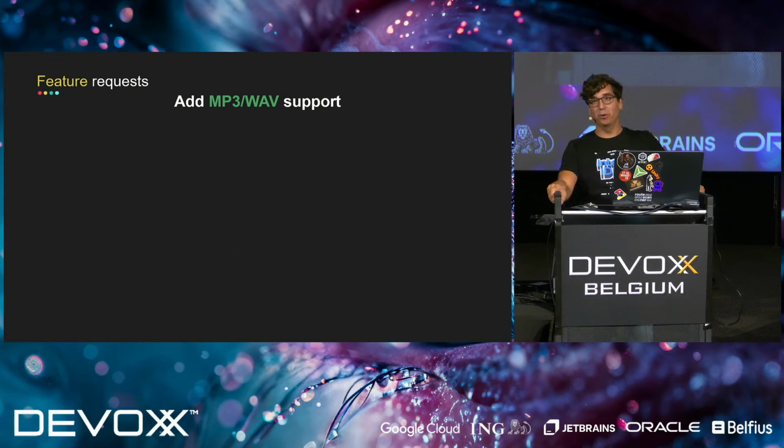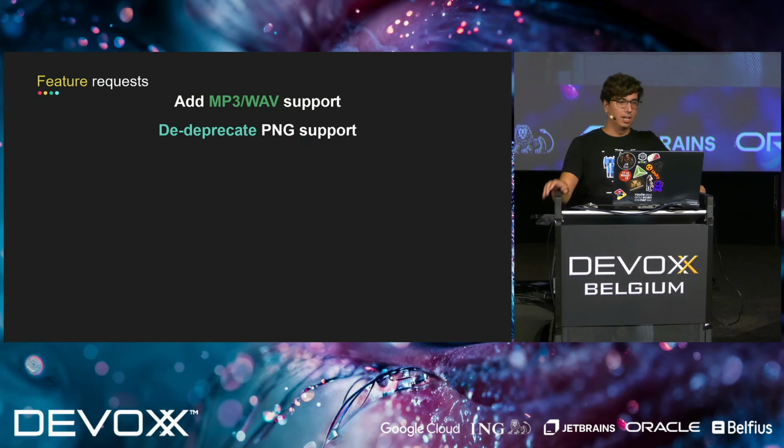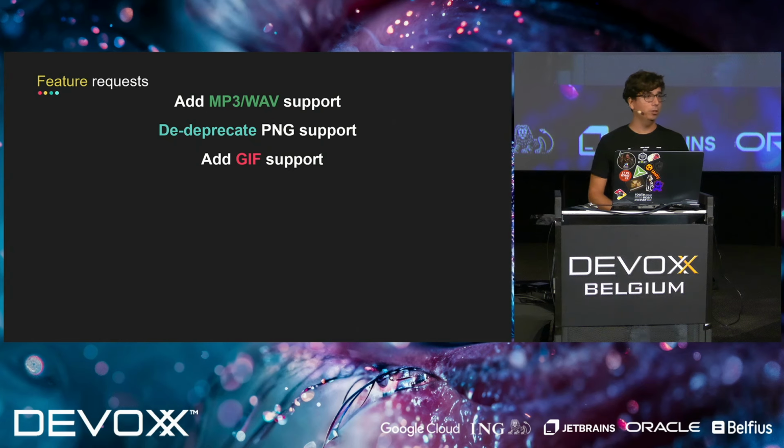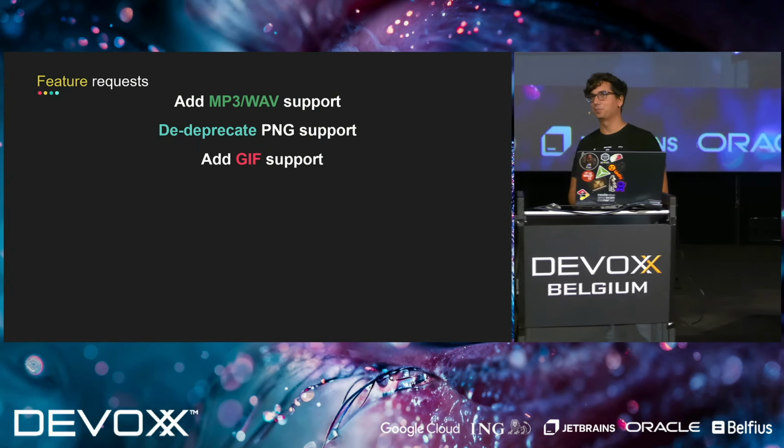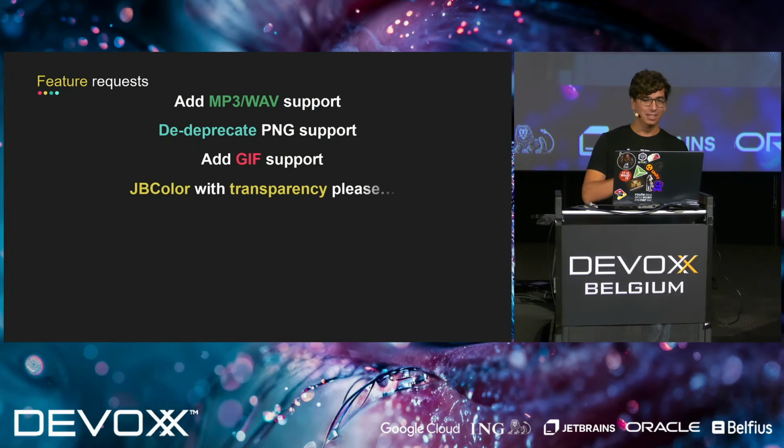I think it's very important for IntelliJ, if it wants to flourish as a game engine, it needs it for sure. You did deprecate PNG support. I understand that for icons you prefer SVGs, but really, if we're gonna use this as a game engine, we really need PNGs for our textures and our sprite atlases and things like that. Add GIF support, because why not? We're already adding things. Makes things easier for us as well.